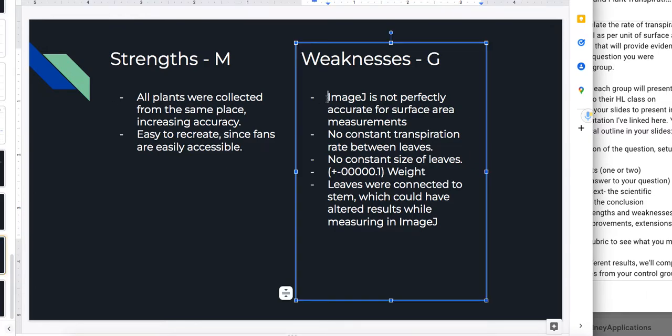So I think you just want to be careful about saying ImageJ. I guess you can mention this, but can you think of a more accurate way to measure the surface area? I honestly can't. So I actually think ImageJ is probably a strength. And the other group mentioned factoring in surface area, but there are other ways to measure surface area that aren't as accurate as ImageJ. So you could have looked at the size of leaves a little bit better. Constant transpiration.